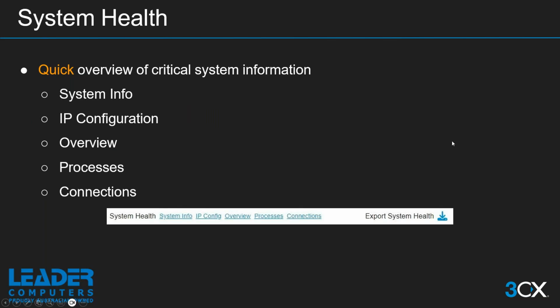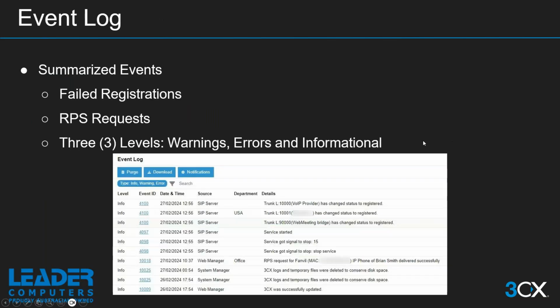And the event log provides a summarized view of events such as failed registrations and RPS requests. There are 3 levels that you can see: warning, error, and informational. If you want to filter it to just errors, so you don't want to include informational or warning, you can also do that. The filter option is available on the event log.